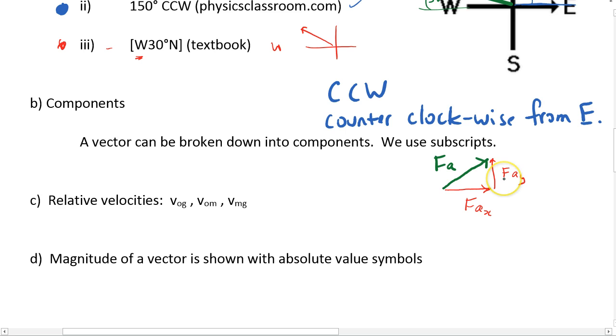Okay, so in a diagram, I can take out the original one and replace it with the two components, FAX and FAY. Subscripts are, if you recall, like from using Microsoft Word and stuff, that's where the X gets a little bit smaller and a little bit lower than the rest of them.